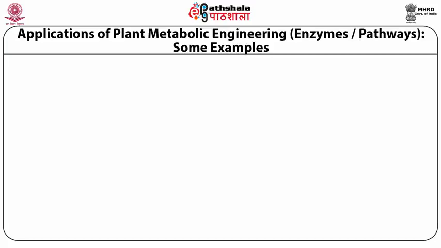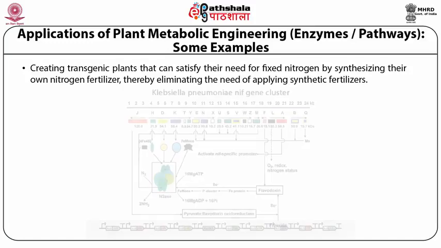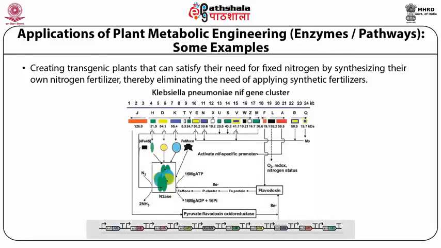Application of plant metabolic engineering. Let us examine some examples. One of the most complicated ones is the incorporation of nitrogen fixing capability in plants. That is, creating transgenic plants that can satisfy their need for fixed nitrogen by synthesizing their own nitrogen fertilizer, thereby eliminating the need for applying synthetic fertilizer. This is quite a complex process.